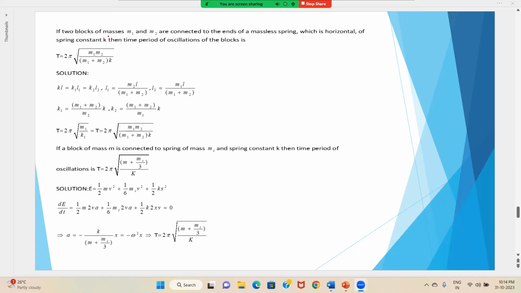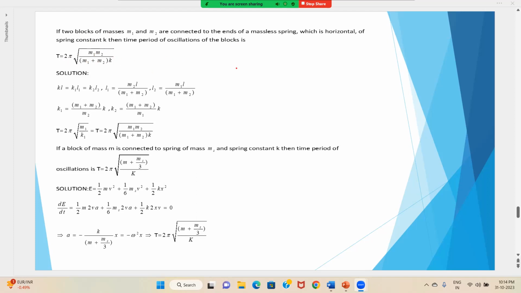If two blocks of masses M1 and M2 are connected to the ends of a massless horizontal spring, and the given spring constant is k, then the time period of oscillations of the blocks is 2 pi root m1 m2 by (m1 plus m2) into k. So this is what we have to get. See how to start the problem.